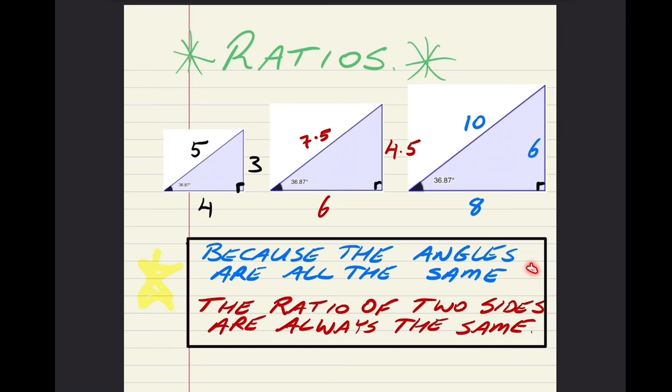As you can see here, because the angles are all the same, the ratio of two sides are always the same also. So if you take this side here 3 and you take this side 4, that's a ratio of 3 to 4. But if you take this one here 6 to 8, that's also 3 to 4. And this one here 4.5 to 6 is also 3 to 4. So the ratio is exactly the same. Okay, now these ratios all link directly to the angle you're talking about. It all concerns the angle that you're discussing.